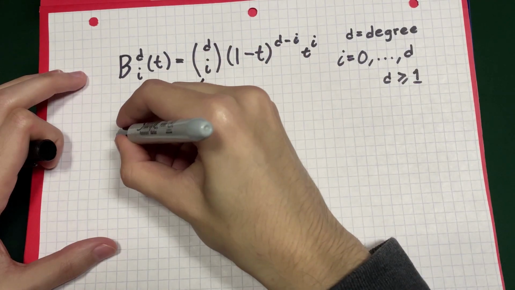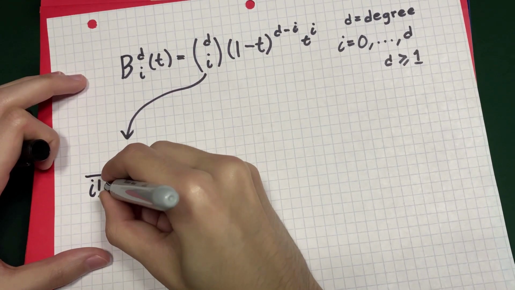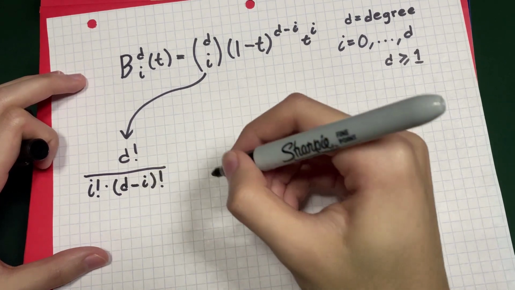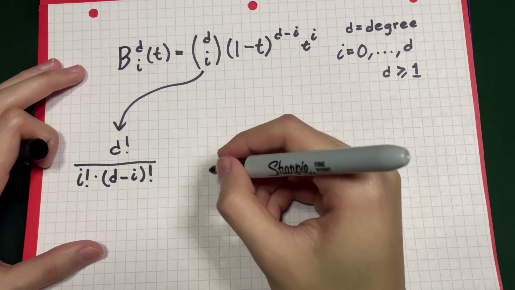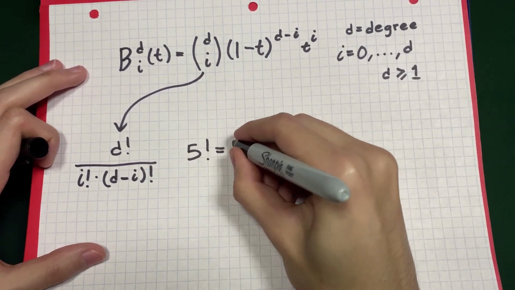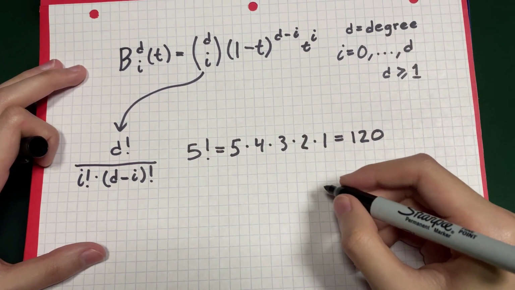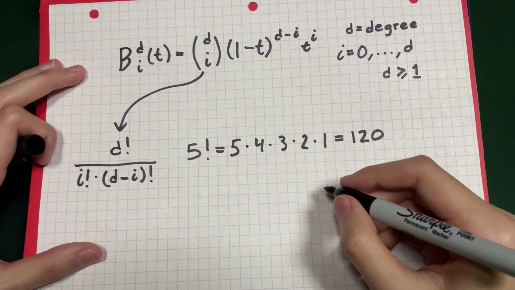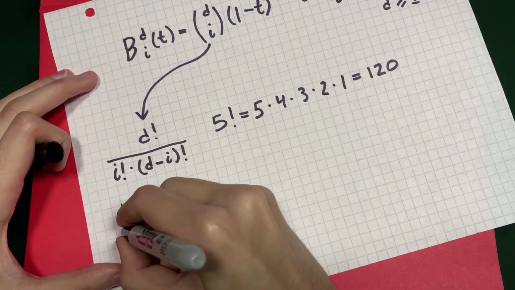If you see one of these, just know you can solve for it like this: d factorial over i factorial times (d minus i) factorial. The exclamation point stands for factorial, so I'll just give you a quick example of that. What's 5 factorial? Well, that's just 5 times 4 times 3 times 2 times 1, which equals 120. Basically, you just take the number you were given, then multiply it with every number below it till you get to 1. Now that we know what a factorial is, we can now solve binomial coefficients.